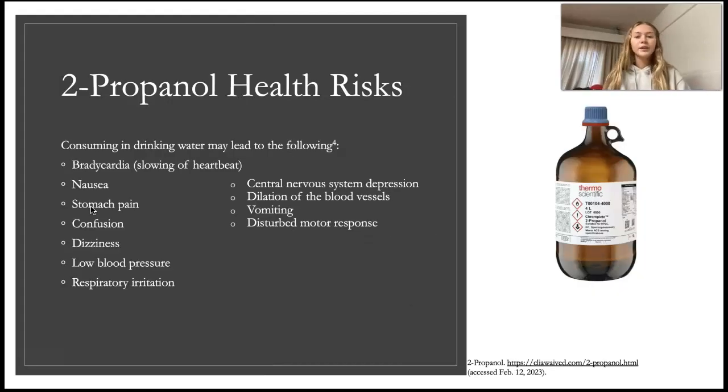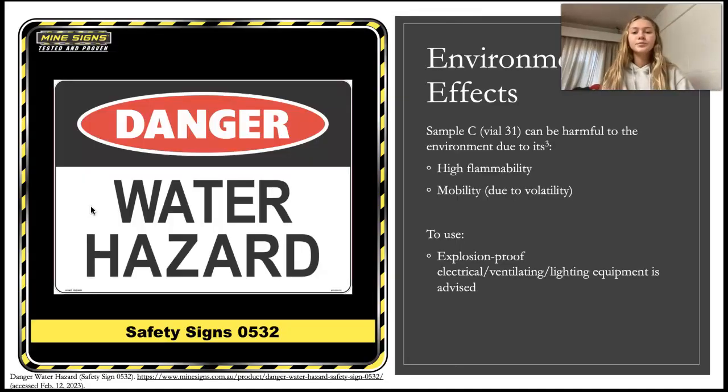And then just some health risks for 2-propanol. If you consume it in your drinking water, it might lead to the slowing of heartbeat, nausea, stomach pain, confusion, dizziness, low blood pressure, respiratory irritation, central nervous system depression, dilation of the blood vessels, vomiting, and disturbed motor responses. So, as you can tell, those are all something that you don't want for health risks, and therefore you do not want to be consuming 2-propanol.